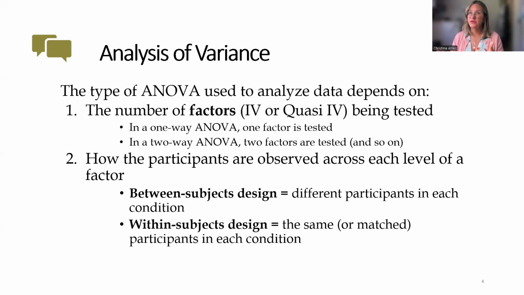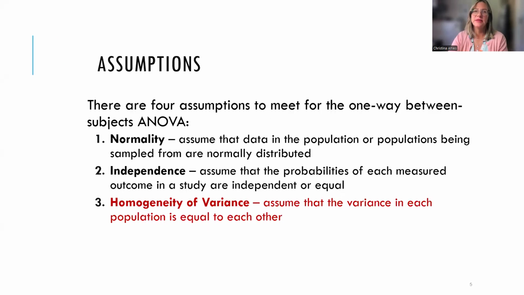The same participants are in each condition, or it could be a matched subjects design where they're matched on different characteristics or traits. You are only going to learn the one way between subjects ANOVA. So when I just say ANOVA from this point forward, you should know that I am referring to the one way between subjects ANOVA. You're not learning the other ones. So I'm just going to use the term ANOVA, and you'll know that I mean one way between subjects ANOVA is what you're going to be worried about at this point.